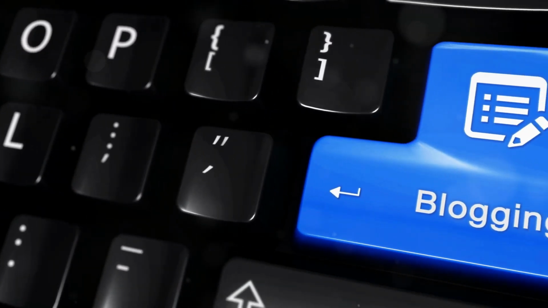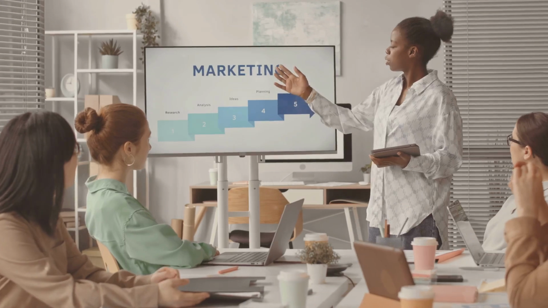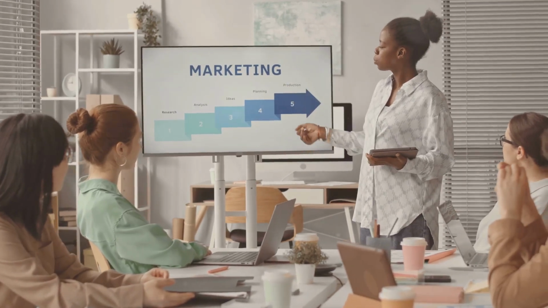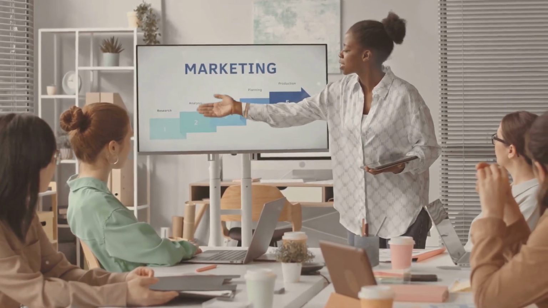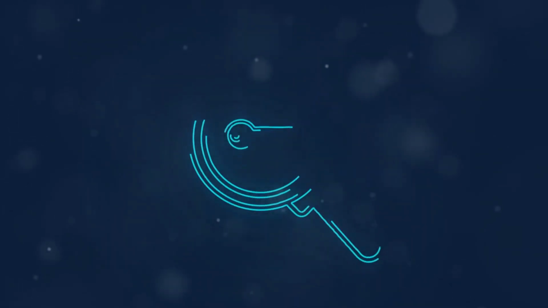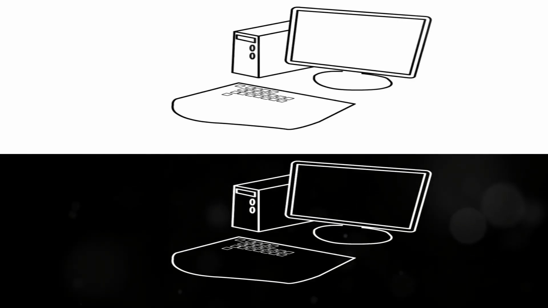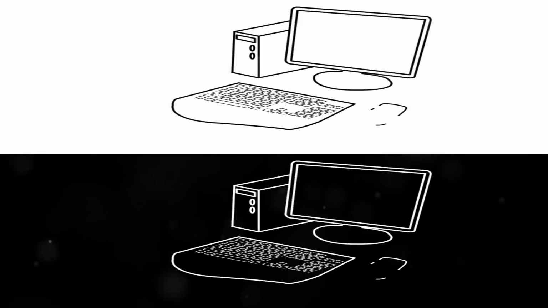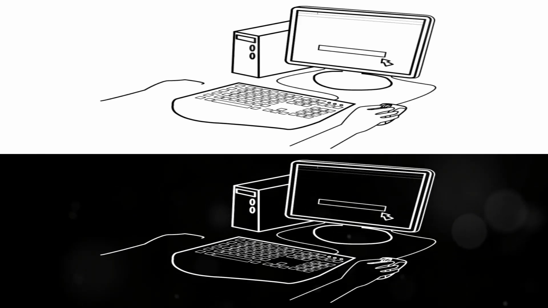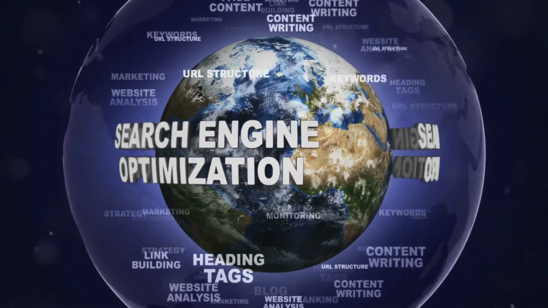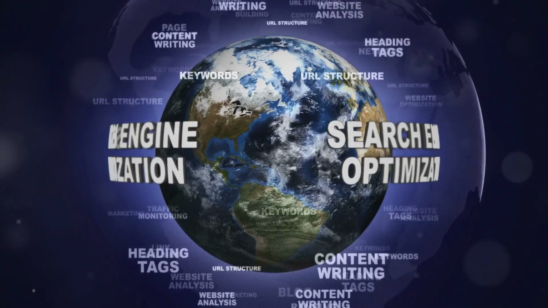Want your blog post to rank higher on Google? We've got you covered. In this video, we're diving into advanced steps to SEO optimize your blog post for more traffic and success. Step 1. Comprehensive keyword research. Use tools like Google Keyword Planner and SEMrush to find your primary keyword and related long-tail keywords. Analyze search volume and competition to choose the best keywords.